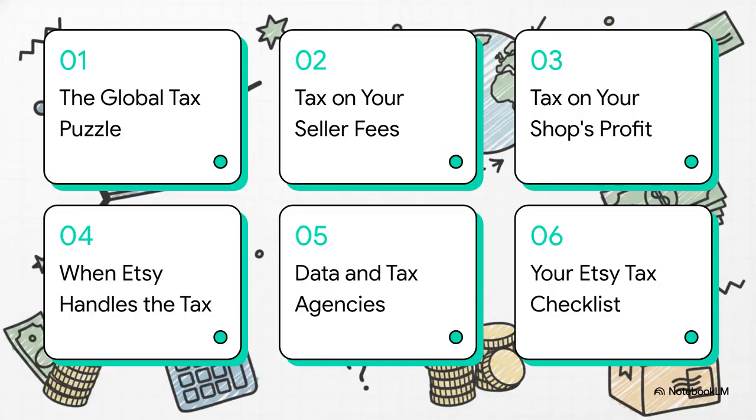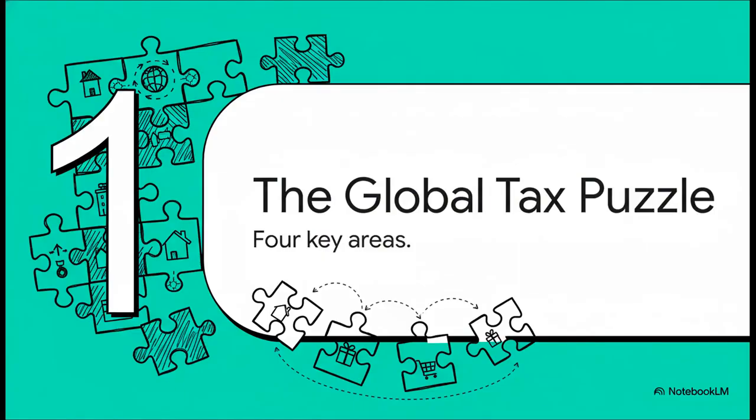We'll start with the big picture, the global tax puzzle. Then we'll zoom in on the specifics, like the tax on your fees and the tax on your profit. We'll also cover when Etsy actually steps in to help, how your data gets shared, and then we'll wrap it all up with a simple checklist. Okay, let's kick things off with Section 1, the global tax puzzle.